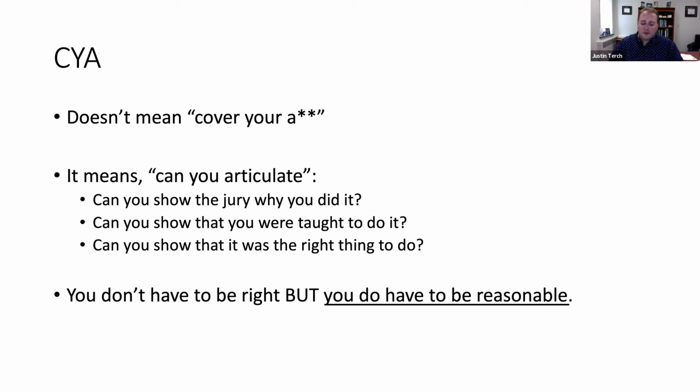Let's use the 21-foot Tueller drill as an example. If you shoot somebody who is 15 feet away from you with a knife, you need to be able to explain the reason is because I know from my training that person was close enough to get to me before I was able to get to them. If you can't explain that and you don't have a basis for it, like your training, the video you watched, then it's a problem. You don't have to be right, but you do have to be reasonable.